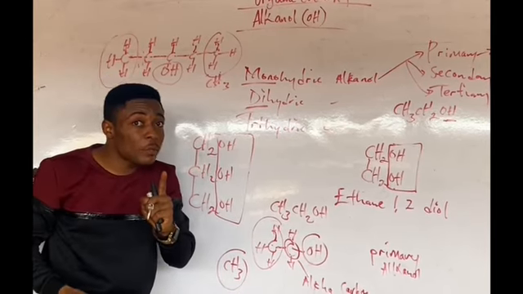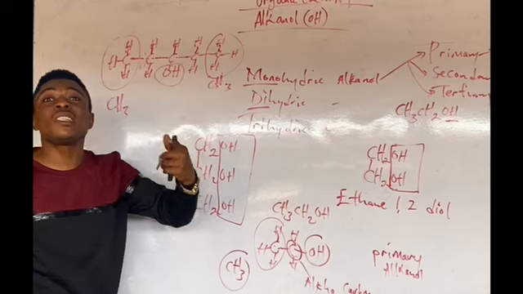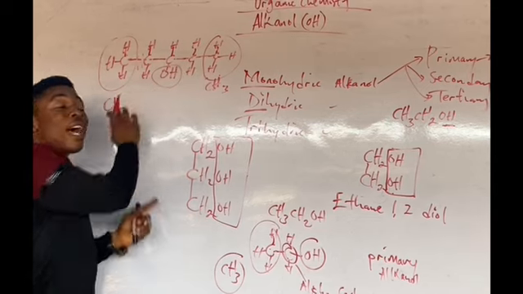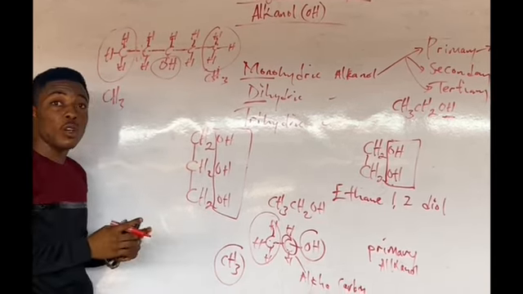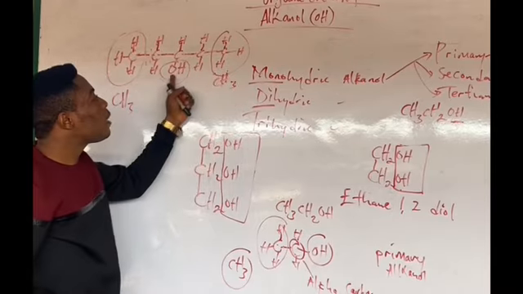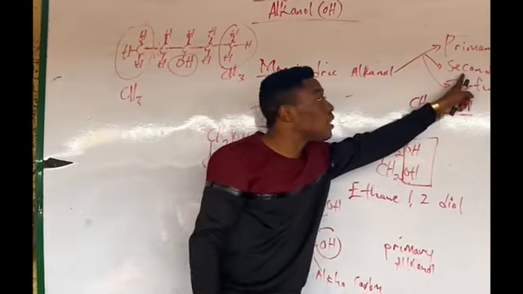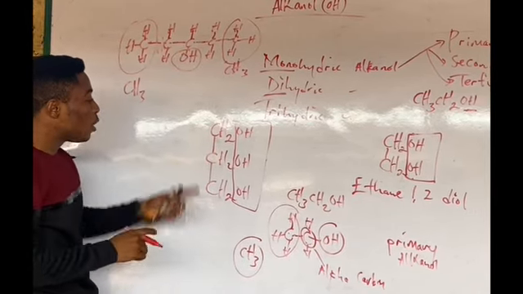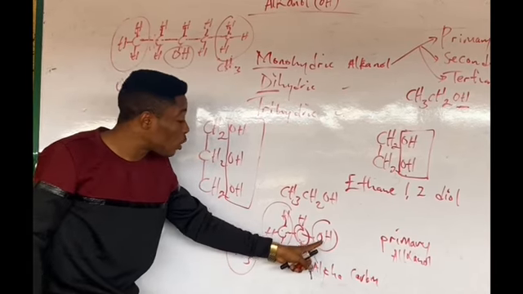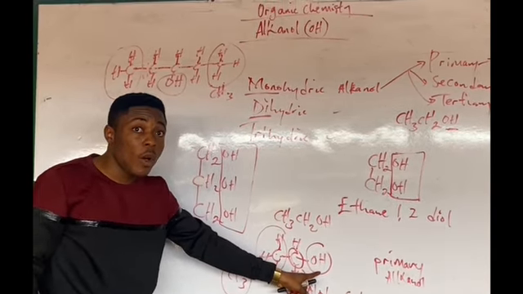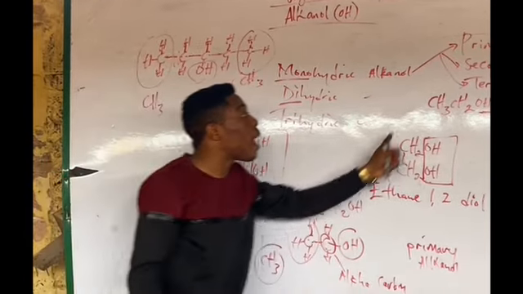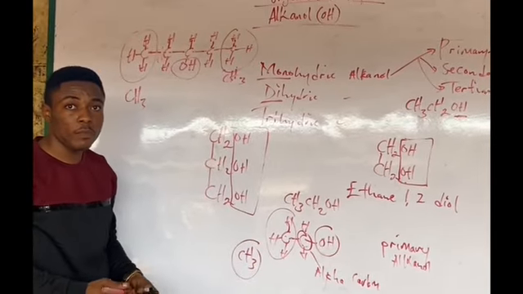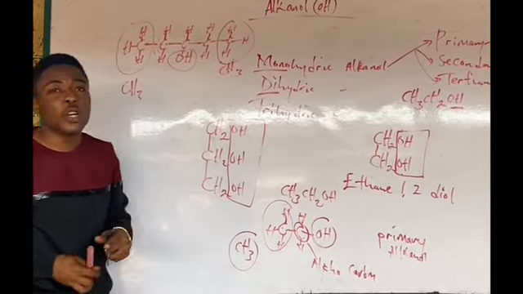But don't forget, although it is secondary, it is still a monohydric alkanol. It is a monohydric alkanol because it is only one hydroxyl group that is present. And of course, 2 methyl group. So while it is a monohydric, it is what? A secondary alkanol. Take note of that, don't forget. But in turn, this one is still a monohydric because it is only one hydroxyl group that is present. But it is what? A primary alkanol because it has only one methyl group present.